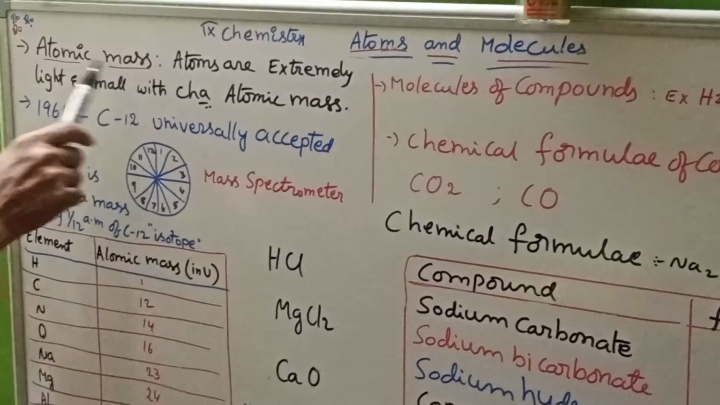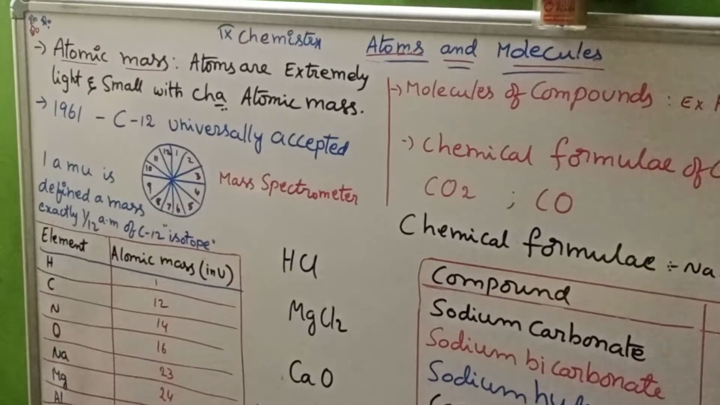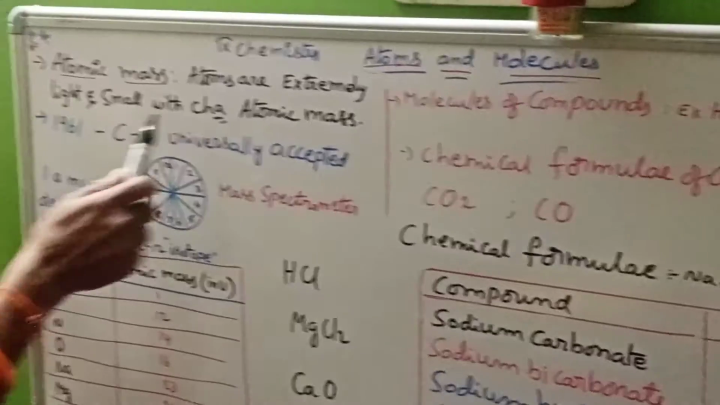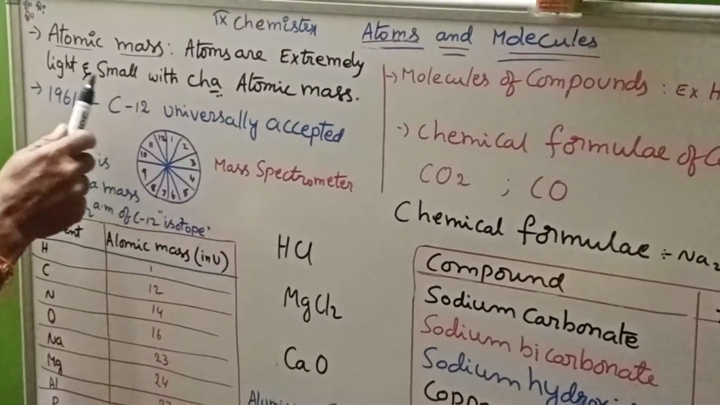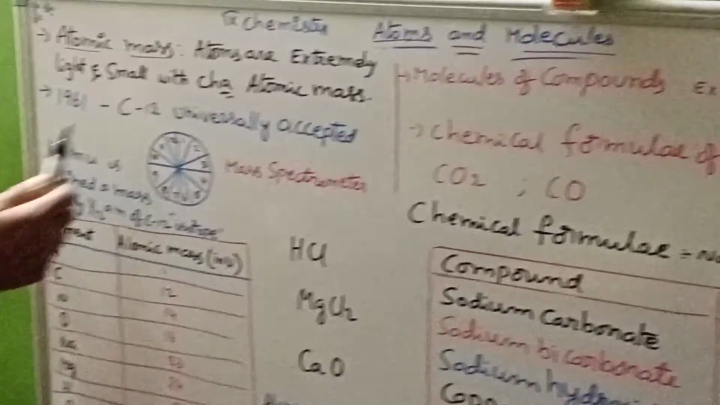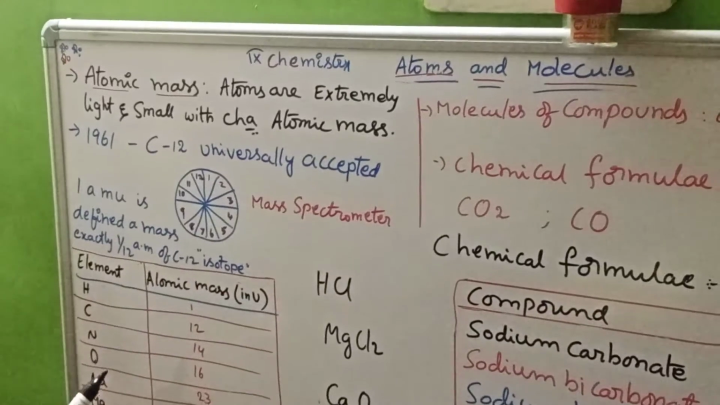Now, atomic mass means the mass of that particular atom. Atoms are extremely light and small. They are very small, with a characteristic atomic mass.